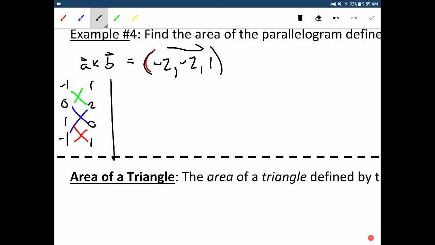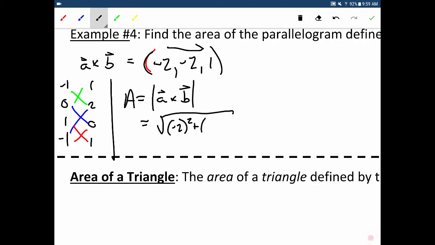Now we just have to find the magnitude of that. So the area is just the magnitude of A cross B, which is just going to be the square root of -2 squared plus -2 squared plus 1 squared, which is the square root of 9. Which, of course, works out very well, because that's going to be 3.